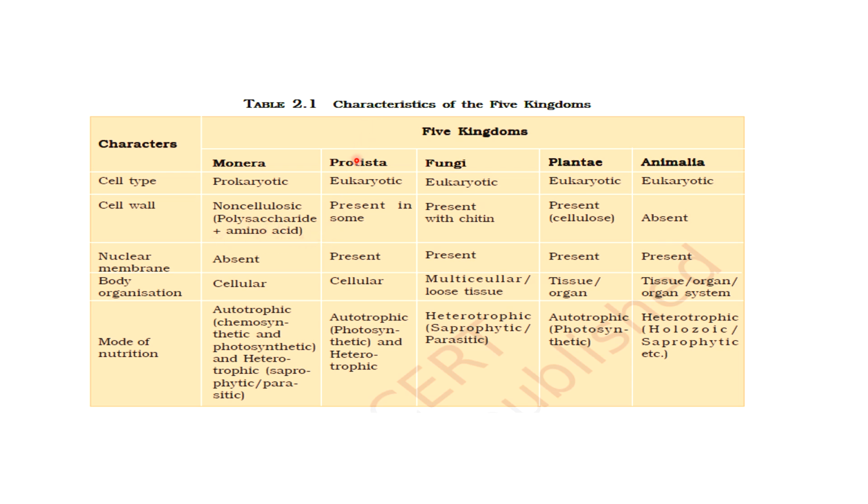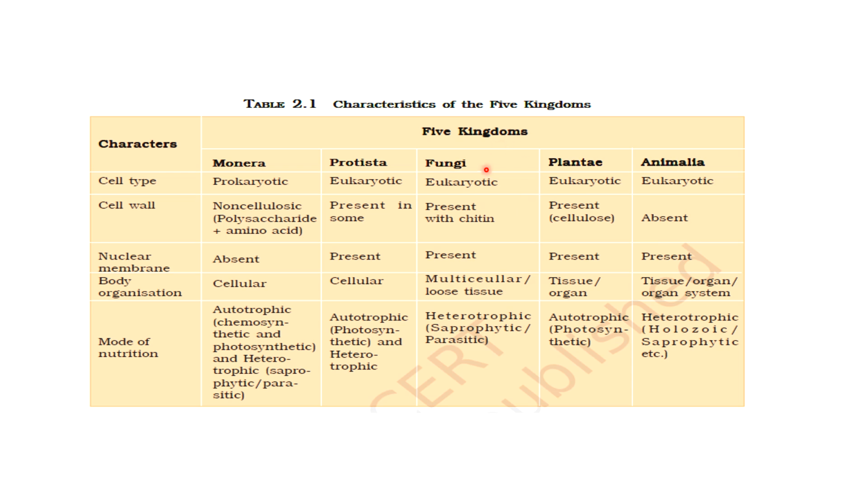Next is Protista, which comprises all the eukaryotic organisms having a single cell in them. So body organization is cellular in nature. The cell wall, if you see, it is present in some. Nuclear membrane is present because they are eukaryotes. Mode of nutrition, if you see, they can be both autotrophic and heterotrophic. If autotrophic is found, the organisms are photosynthetic in nature.